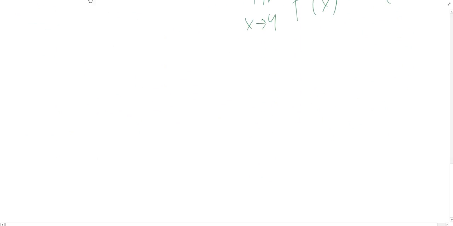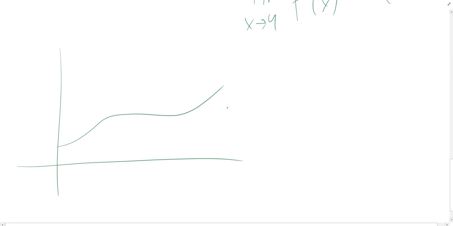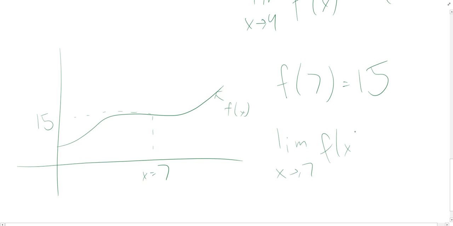Okay, last example, say we have something like this. This one's going to maybe hit you a little bit harder because it's too simple. This is f of x. This is, let's say, x equals 7. Let's say this is y equals 15. So if I ask you, what is f of 7? It's pretty simple. That's 15. And now if I ask you, what's the limit as x approaches 7 of this function?